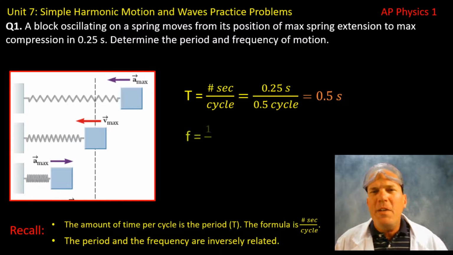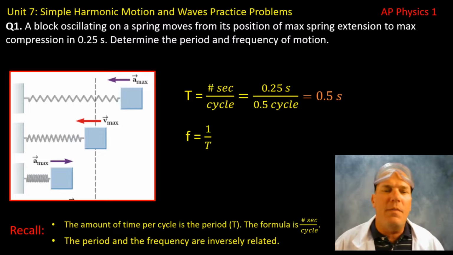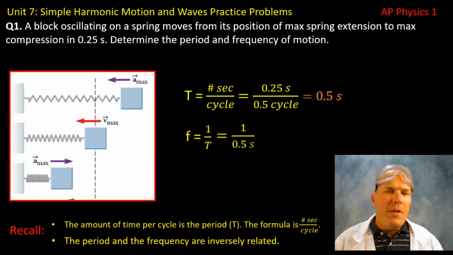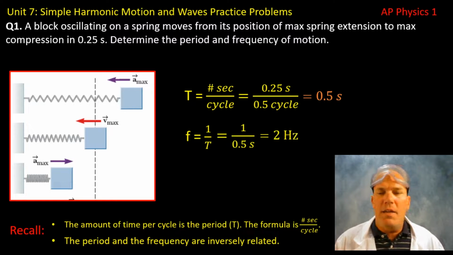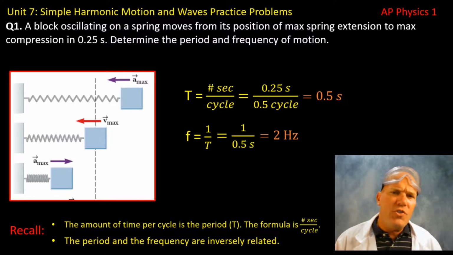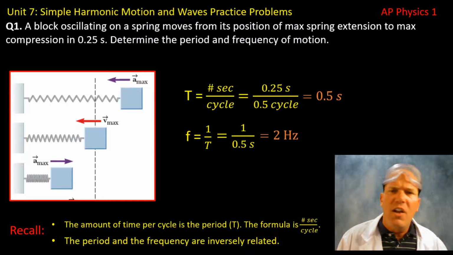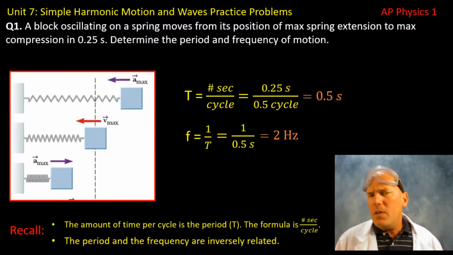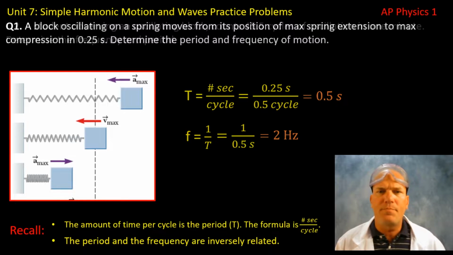And again, the frequency is simply the inverse of the period. So with numbers in there, we get a frequency of 2 hertz. This is named after a great German physicist, Heinrich Hertz. And also recall that hertz are equal to the inverse of a second.